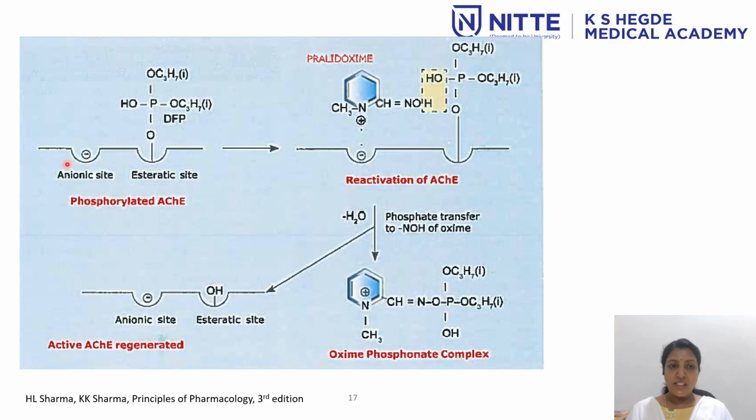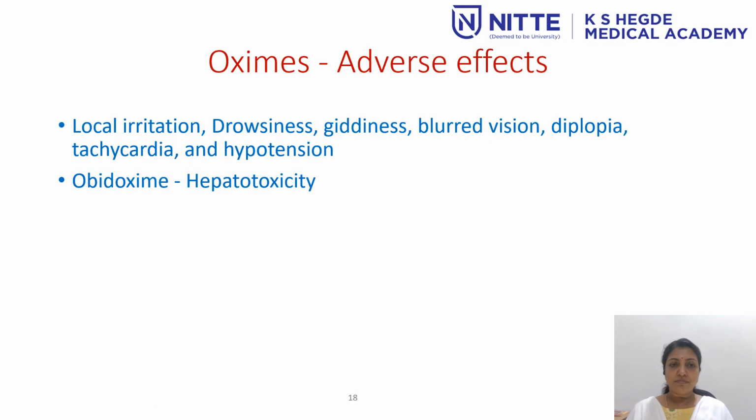Once again, you can see the cholinesterase enzyme here. The anionic site is vacant. The esteratic site has the organophosphorus compound, which is bound, phosphorylated. To this vacant anionic site, your pralidoxime will bind. This NOH of oxime has high affinity for phosphate. They will bind, leading to the formation of oxime phosphonate complex. Once it is formed, it will diffuse out, and it will leave the cholinesterase enzyme regenerated. That's the mechanism of action of oximes.